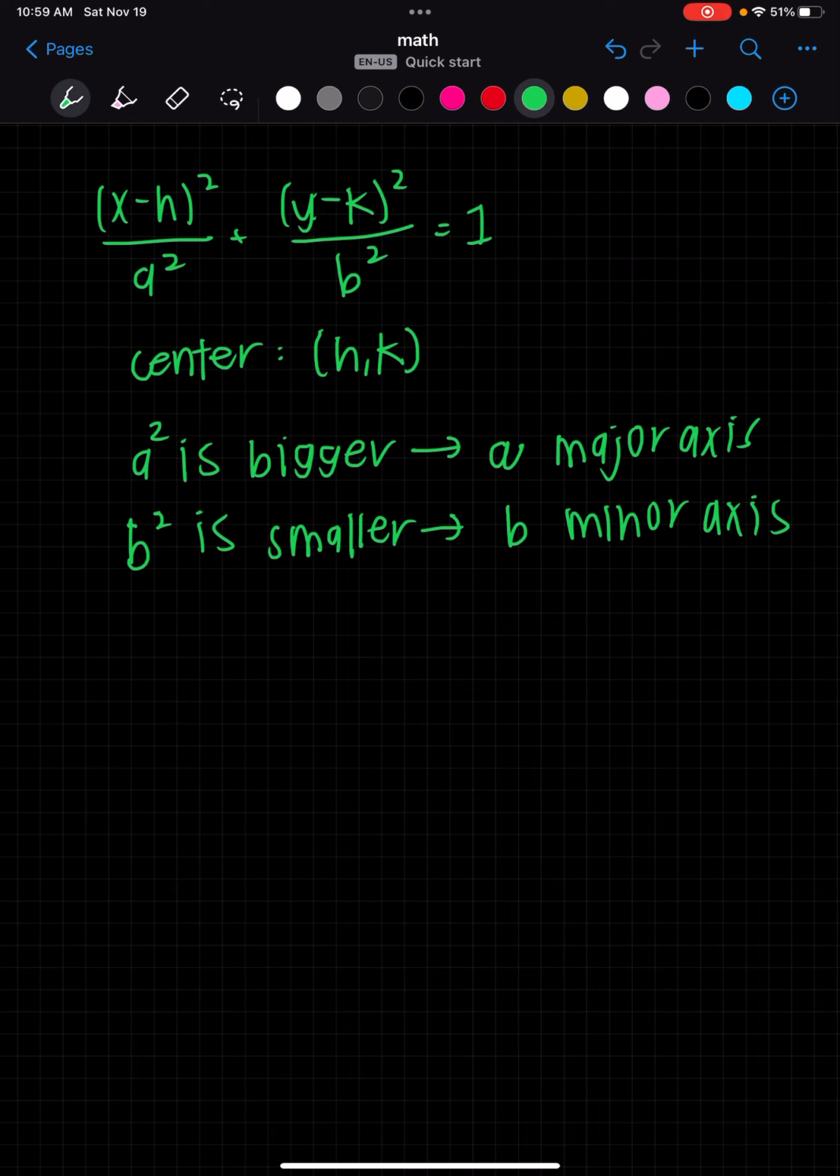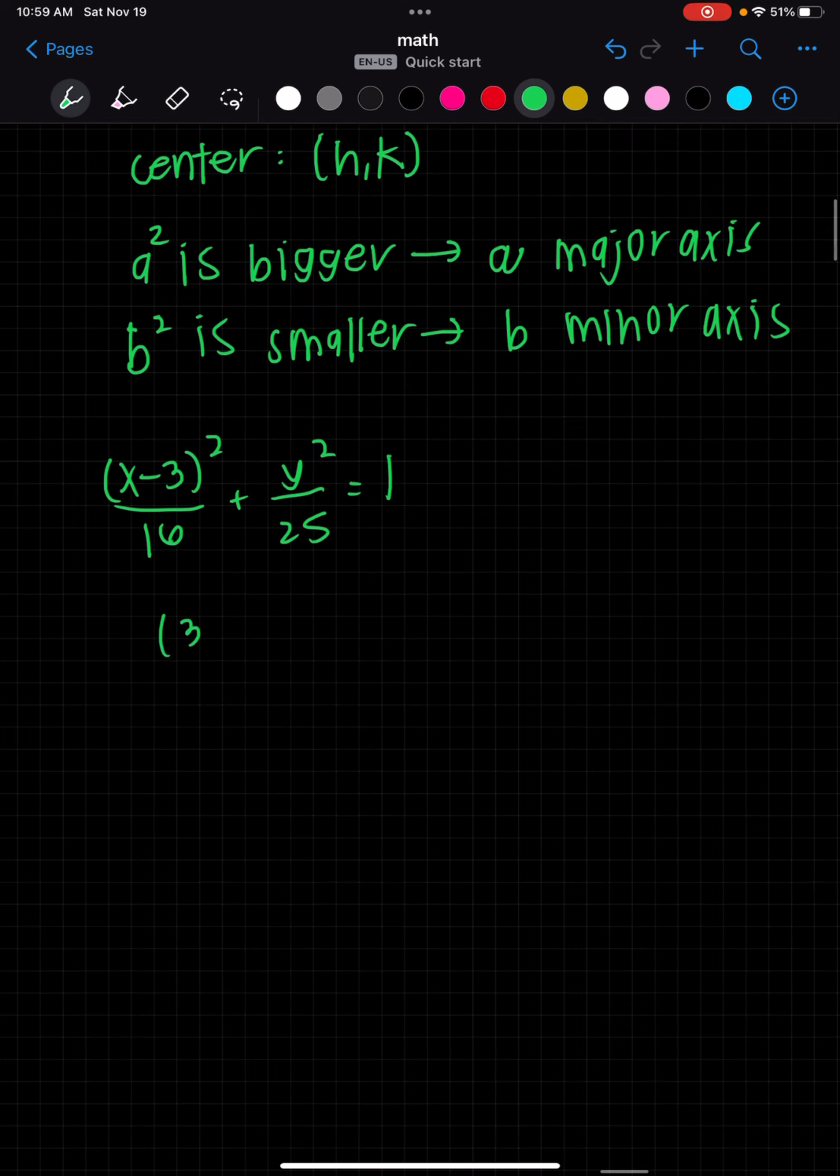But so for the first example, we have x minus 3 squared over 16 plus y squared over 25 equals 1. So the center here would be 3 comma 0. It's 0 because that y doesn't have anything on it, it's just a y squared, so it's automatically 0. So I'm going to just start by graphing that. So 3 comma 0 is right here.